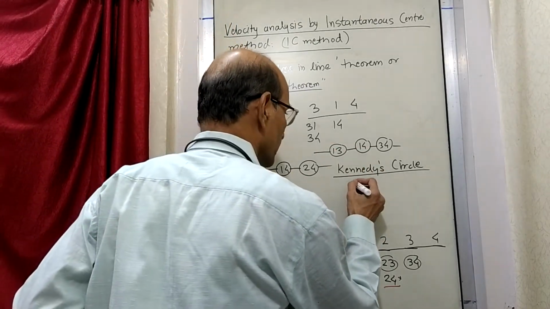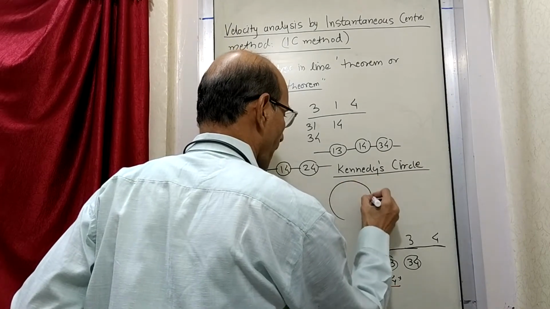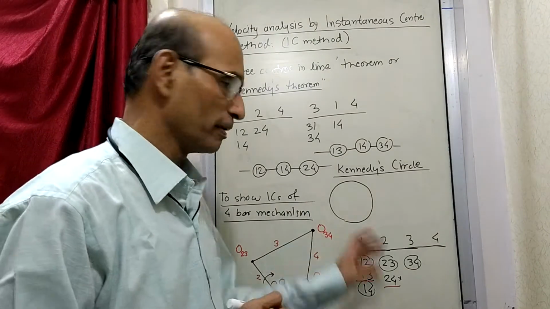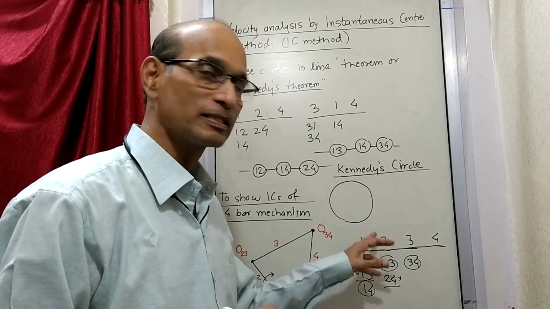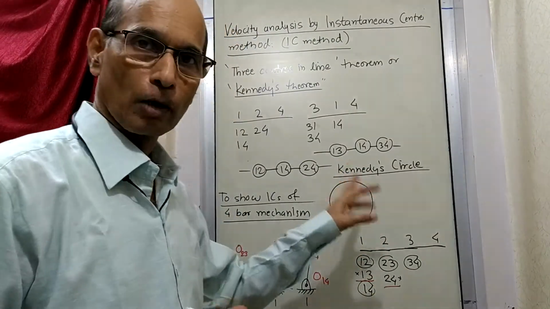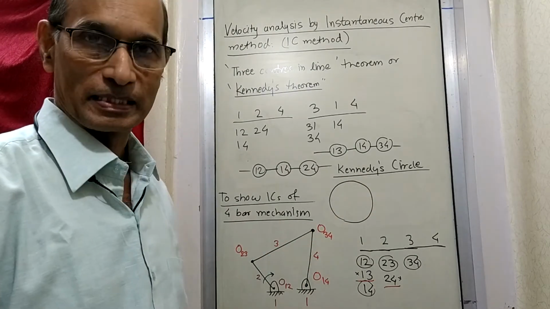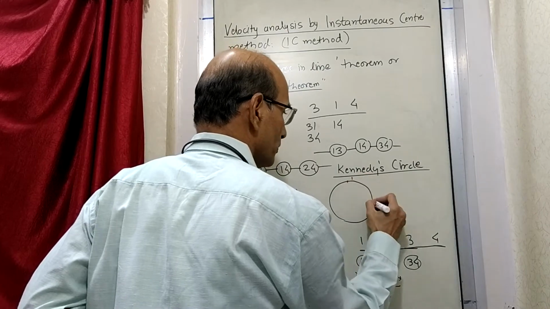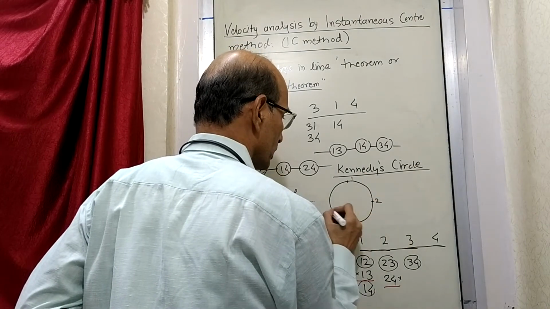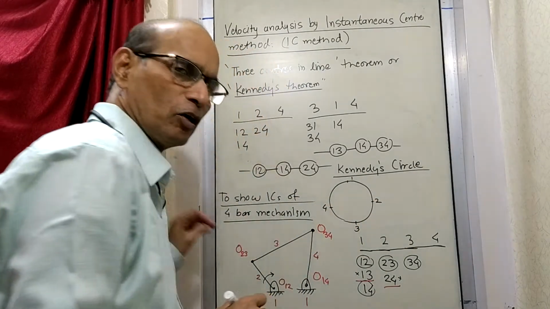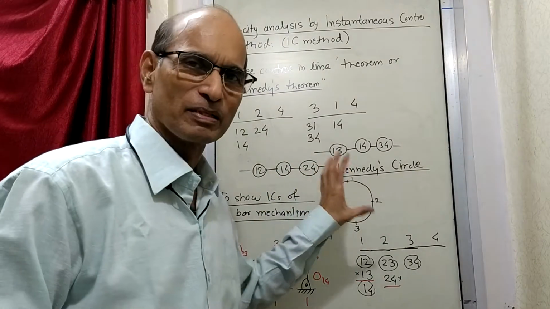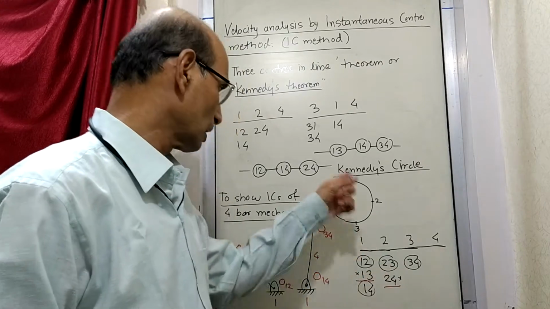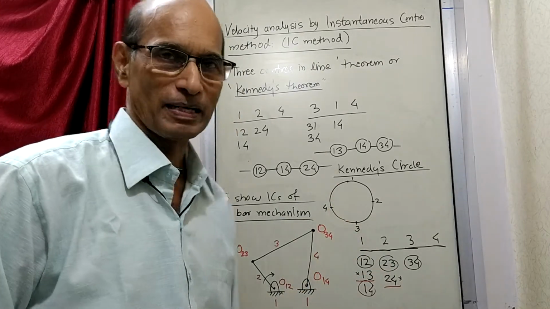Now let us see. We draw one circle of any size. And now we divide this circle into a number of parts equal to the number of links. So there are 4 links, so I'll divide this into 4 parts: 1, 2, 3 and 4. They need not be equal, but you can make them as equal as possible, but no accuracy is required. Okay, so circle is drawn, 4 links, 4 parts.